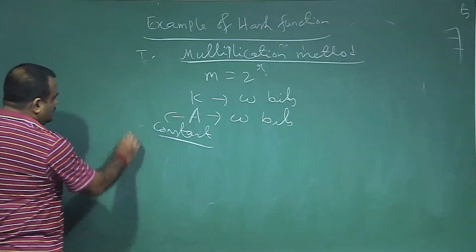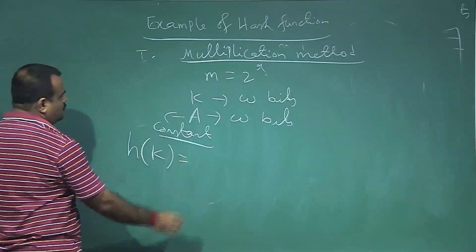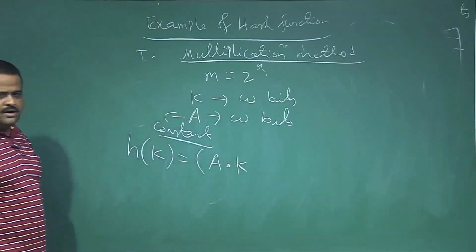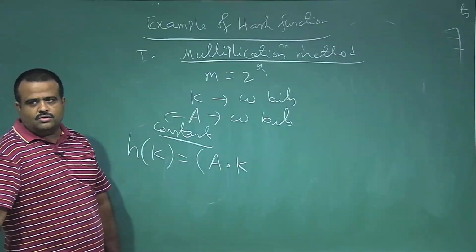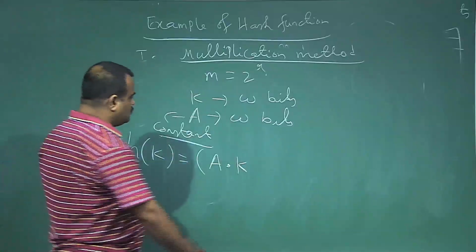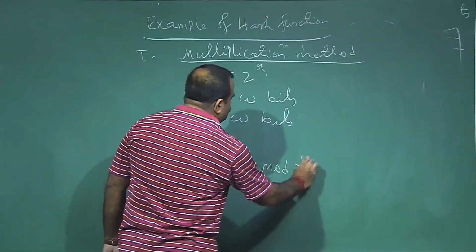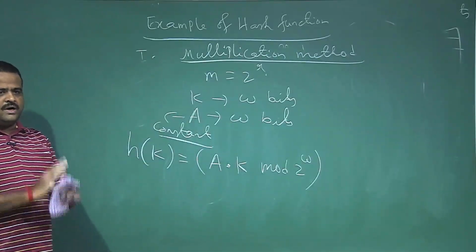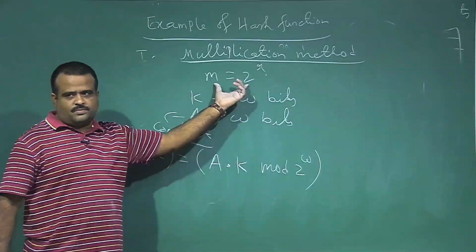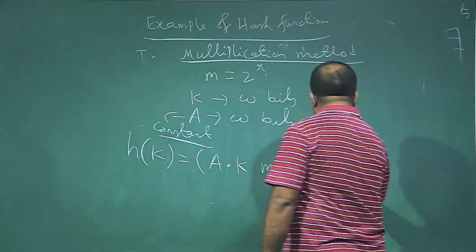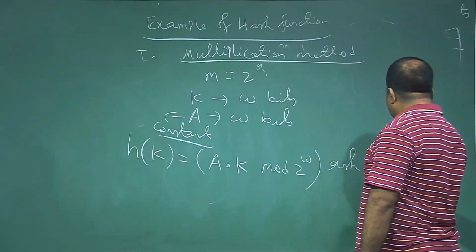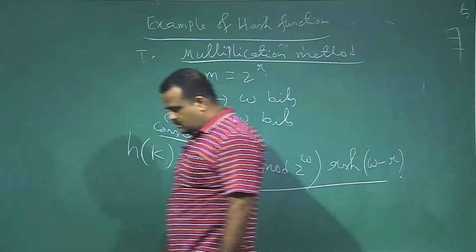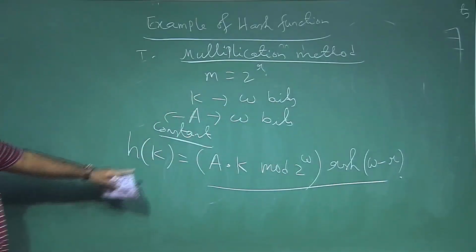So, now what is the hash function h of k? What we are doing is multiplying a with k. So, if you multiply a with k, a is w bit, k is w bit, so this will be 2w bit. Now, we want to make it again w bit. So, we will do mod 2 to the power w. Then it will give us w bit, but now we want this to be r bit, because m is 2 to the power r. So, then we will do the right shift by w minus r bits. So, this is the hash function h of k.